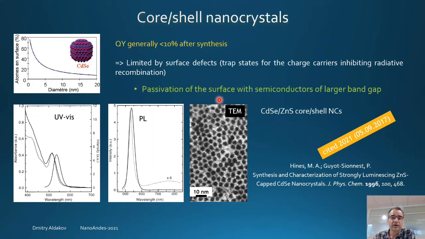There is a very nice way to improve it, which is to passivate the surface of those nanocrystals with other semiconductors with a larger band gap. The first example of this was published in 1996 by the group of Guyot-Sionnest, and they demonstrated that when they add a zinc sulfide shell on the cadmium selenide, the absorption of the nanocrystals almost doesn't change. However, the photoemission increases about 6 times, and they still get nicely monodisperse nanocrystals with nice properties. And this paper has been widely cited, more than 2,000 times, and it has also launched a new field in nanocrystal synthesis.